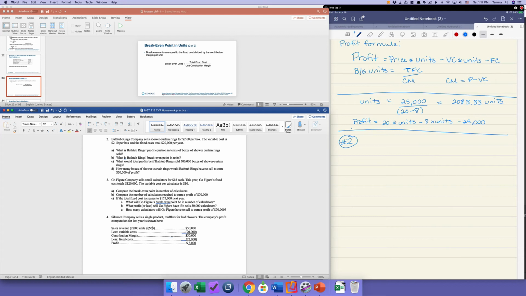Our break-even is going to be 20,000, which is our total fixed cost, divided by 0.5, right? So 20,000 over 0.5 is going to be 40,000 units. So it's going to take us 40,000 of these things to break even.